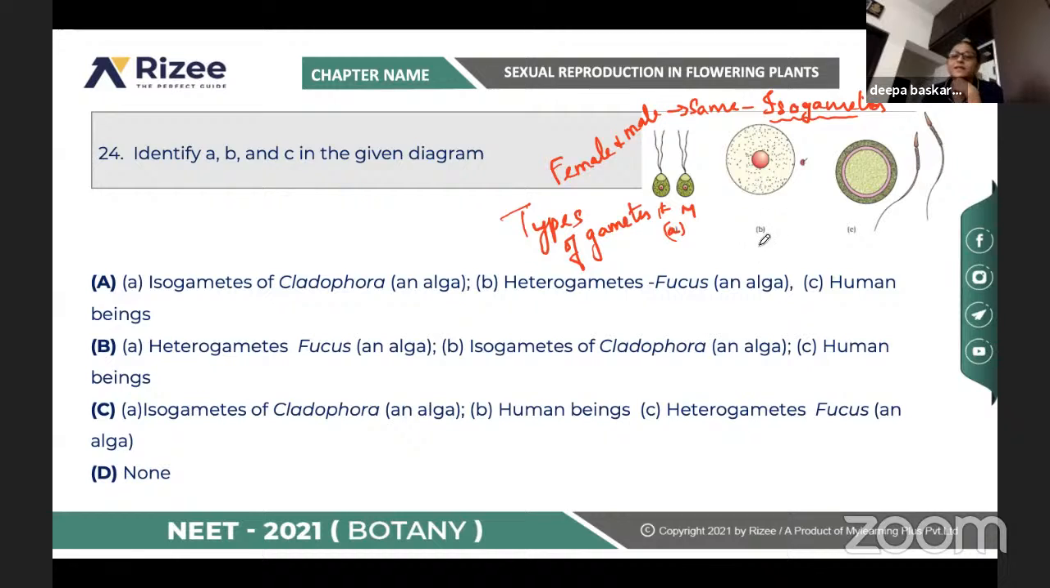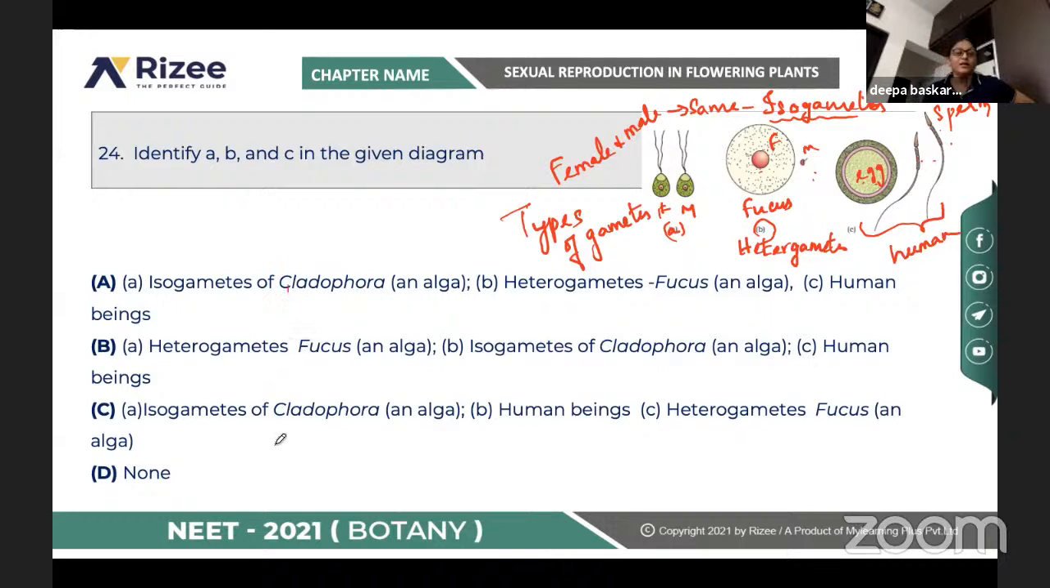Okay, and if you see in the second diagram, this is the male gamete and this is the female gamete. See the size, everything is different. So these are called heterogametes. Example, Fucus. And you know very well the structure of sperm and egg. So this is egg, entirely different, right? This has an oval shape and this has a spiral shape. This is sperm, and exactly these are the gametes of human beings, female and male.